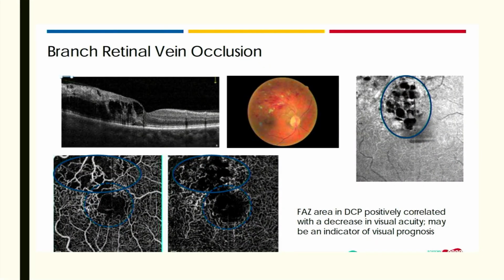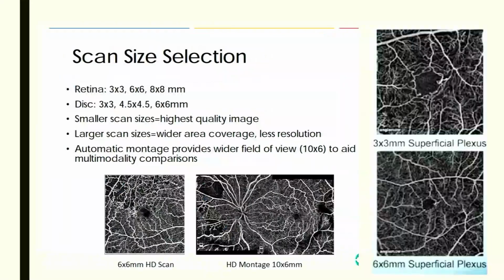This is your branch retinal vein occlusion. You don't need an angiogram to see which area is getting occluded and what the extent is. Yes, if you need to see peripheral neovascularization, you will still have to do an FFA. But if you get hold of a wide field OCT, then you may not need it.